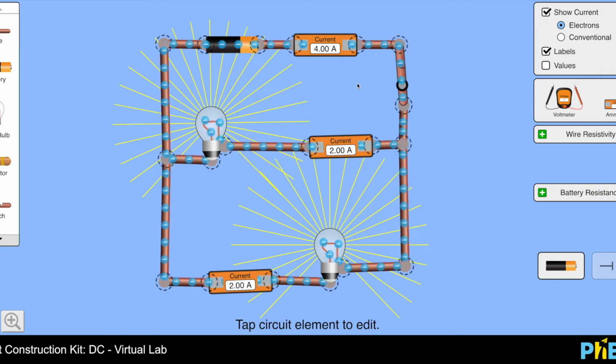So in this case, we can see a difference. We can see that as the current reaches this junction, it splits off into this direction and this direction. And interestingly, we have 2 amps here flowing through this path and 2 amps flowing through this path. You can also see that the current recollects at this junction here. So 2 amps plus 2 amps will give us 4 amps in this section.